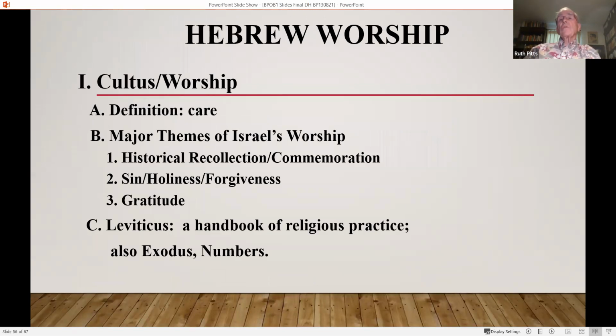Okay, go ahead. So, cultus is the technical term for worship, and the word means care. So, what we do for the care of God or the care of the deity, what would please God? What do we do from 11 to 12 in a service of worship, in a mass or in a Protestant service or whatever? Major themes in Israel's worship included historical recollection and commemoration, forgiveness, and gratitude. And I think all those really fit well with what we can implement in our own worship services. Leviticus is a handbook of religious practice. And you'll find a lot of the cultus described in the latter part of Exodus and throughout Numbers as well.